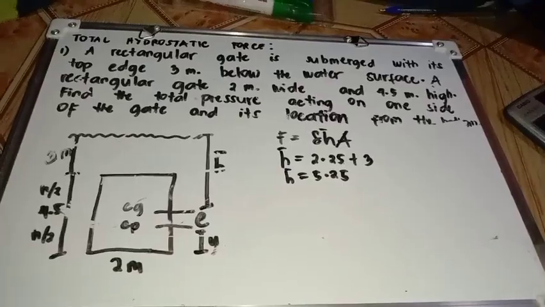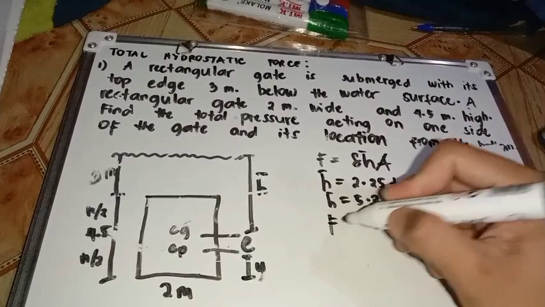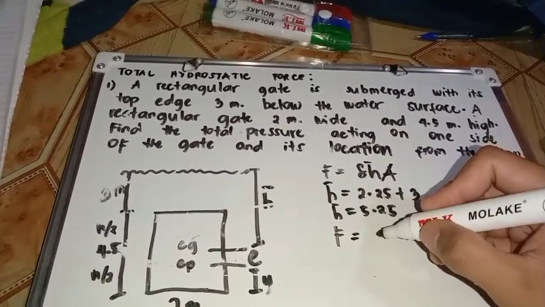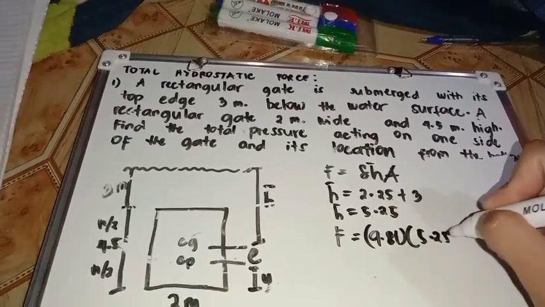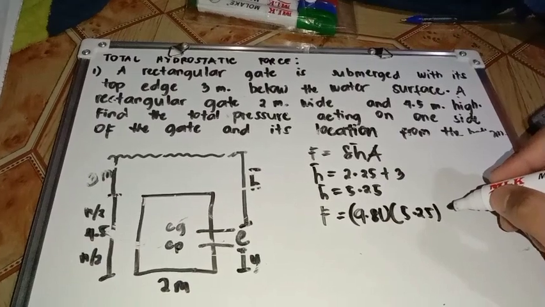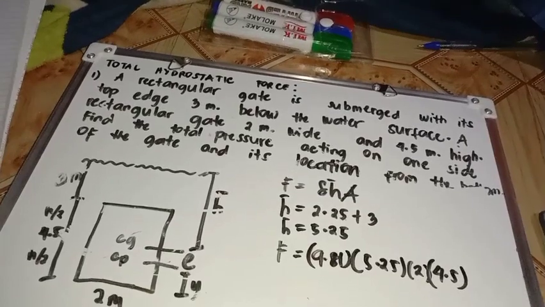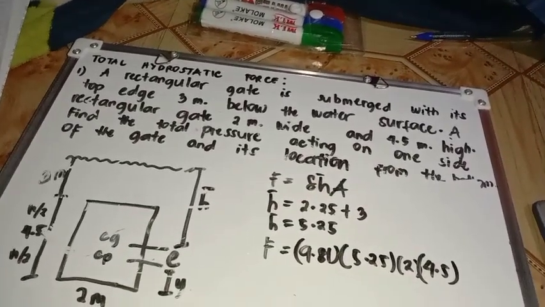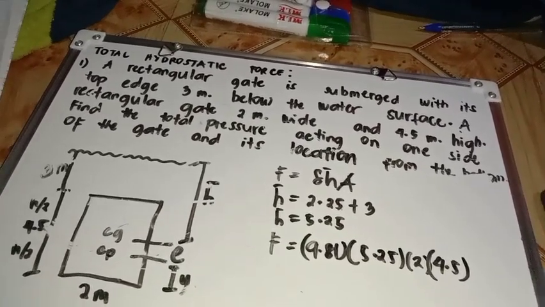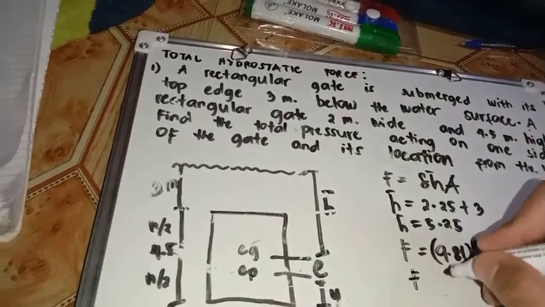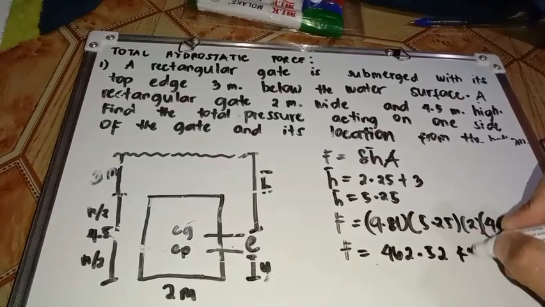So proceed. Since we got the bar H, we can now get the force. So force is equals to unit weight of water, which is 9.81, times the bar H, which is 5.25, and the area of the rectangle, which is length times width, so 2 times 4.5. So 9.81 times 5.25 times 2 times 4.5 is 463.52. And the unit is in kilo Newton.